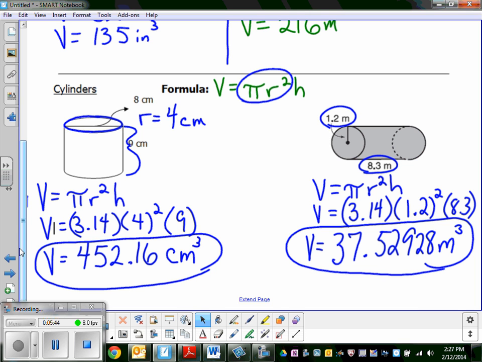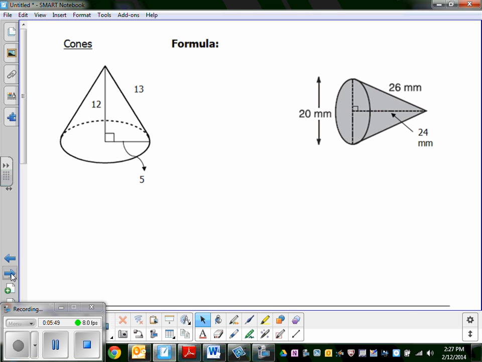Let's move on to cones. Now, of course, we've all seen a cone before. And if you have already watched the video on 3D Nets, you'll have already figured out how to make a cone out of a piece of paper. The formula for a cone, in order to find the volume, is a little bit unusual, as it has 1/3 pi r squared multiplied by the height, and that's going to give you your volume.